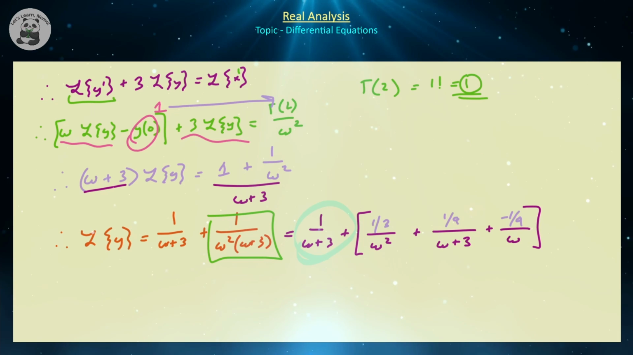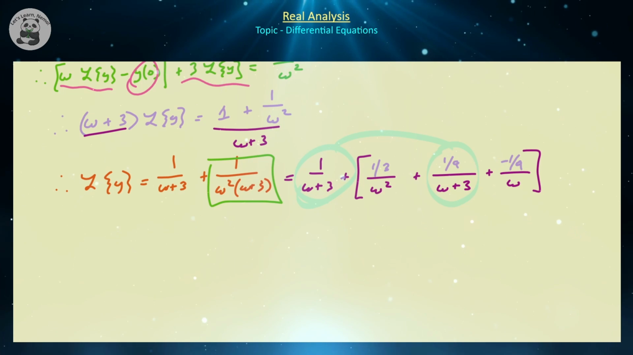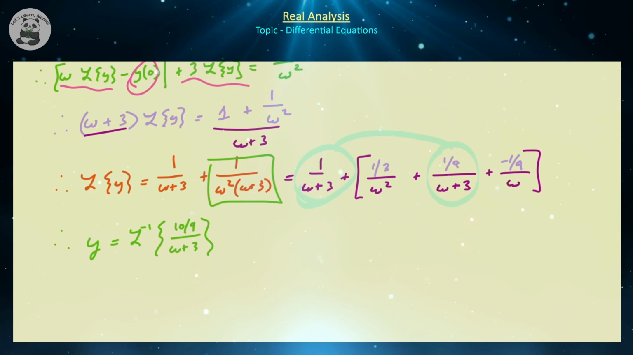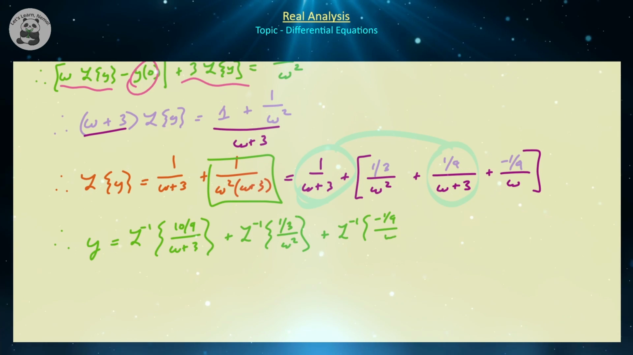And also note that I have a 1 over omega plus 3 and an omega plus 3 term there, and I can combine those two into the same exact entity. So y will be equal to the inverse Laplace transform of, so 1 plus 1/9, that's going to be equal to 10/9 all over omega plus 3. And then we're going to have the inverse Laplace transform of 1/3 omega squared. And then we're going to have the inverse Laplace transform of -1 over 9 omega.